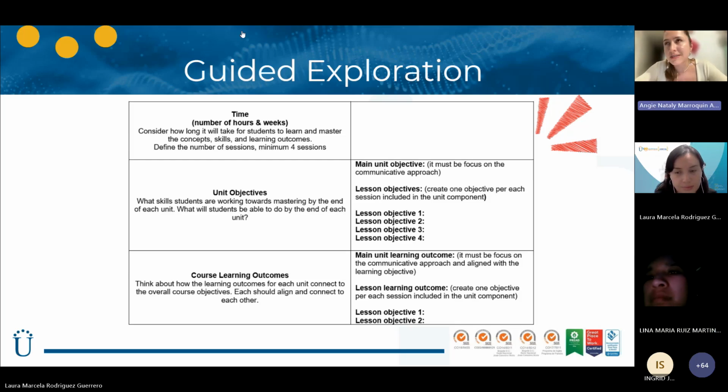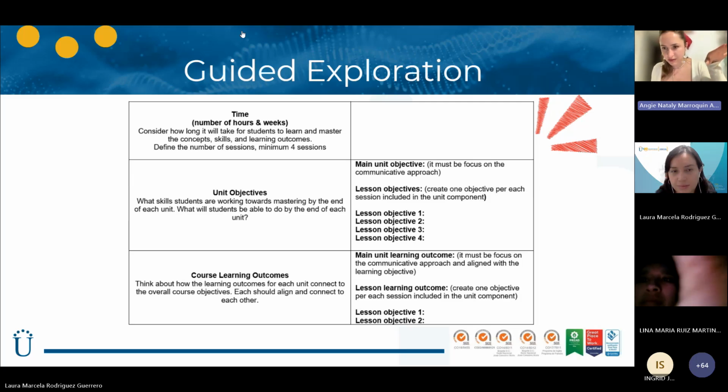Please don't put any activity where they have to write everything that you have in your presentation down into the notebook. Don't do that. That is forbidden.